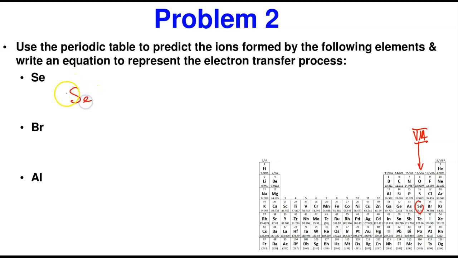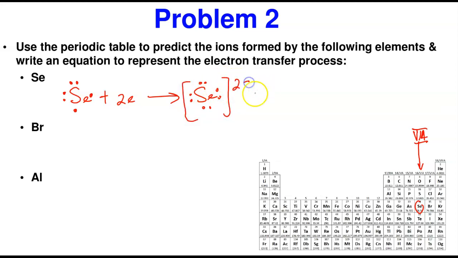It's going to be selenium. We have 1, 2, 3, 4, 5, and 6. So it's going to accept 2 electrons to become the selenium ion: 1, 2, 3, 4, 5, 6, 7, 8. So this is what it's going to look like, or the shortcut we write. In the long run, we'll stop putting the dots, but I just want you to understand the mechanics of what is actually happening here.